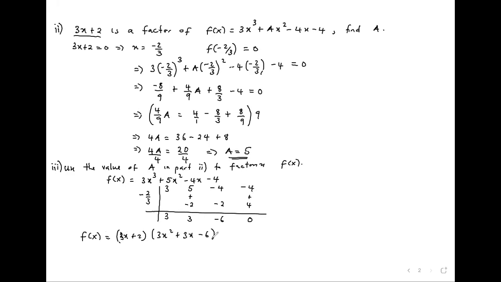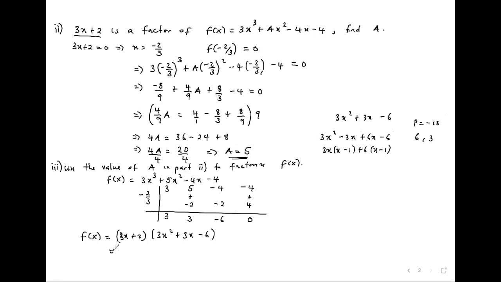The question says factorize completely. So let's see if we can get factors here for 3x squared plus 3x minus 6. The product is negative 18 and the sum is 3. So you can do 6 and 3. So that you have 3x squared minus 3x plus 6x minus 6. So you get 3x times x minus 1 plus 6 times x minus 1.